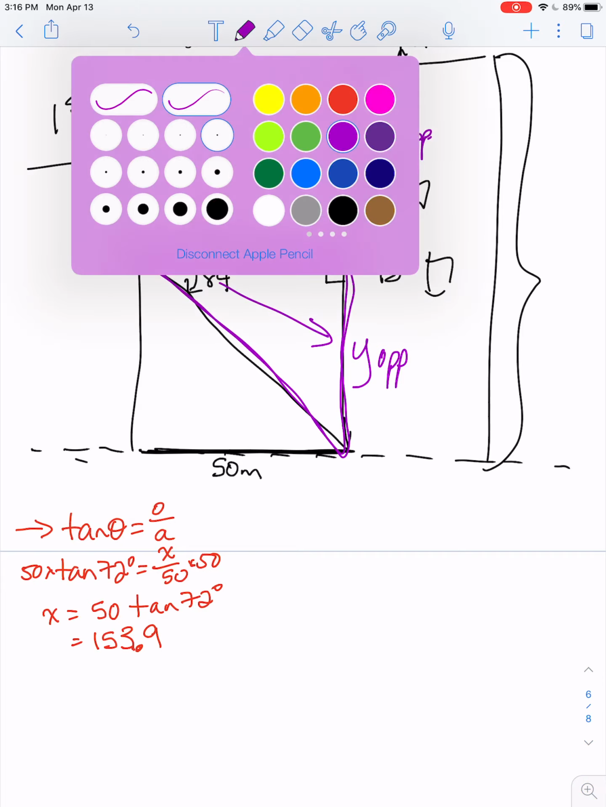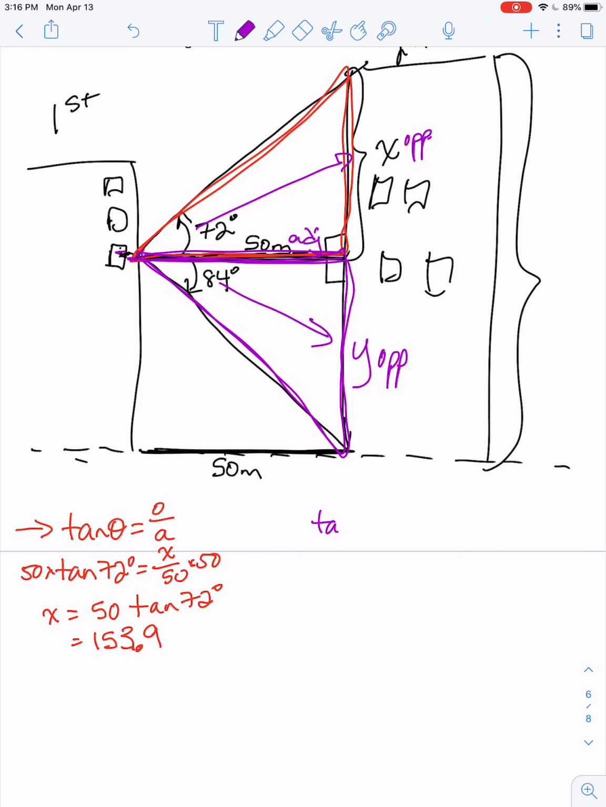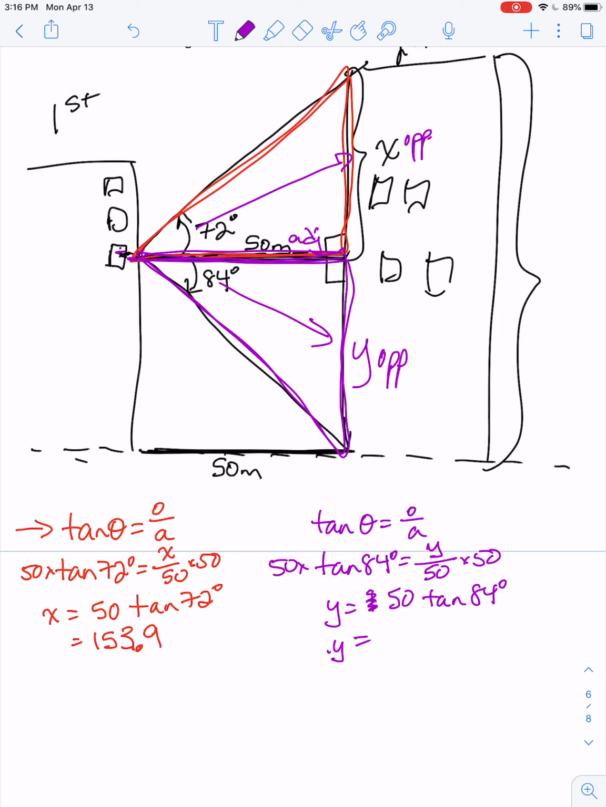And then in the purple triangle, we have again tan of theta equals opposite over adjacent, so tan of 84 degrees equals y over 50. Multiply both sides by 50, and you get that y equals 50 times the tan of 84 degrees. So 50 times the tan of 84 is 475.7.